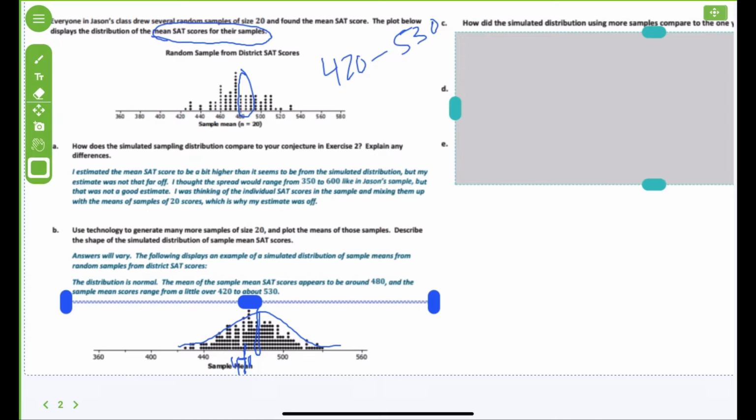So it says the following displays an example of a simulated distribution of sample means from random samples from district SAT scores. The distribution is normal. The mean of the sample SAT appears to be around 480, and the sample mean scores range from a little over 420 to 530, which is what we said it should do right here. It's actually closer to 530. 530 is right on it. Okay.